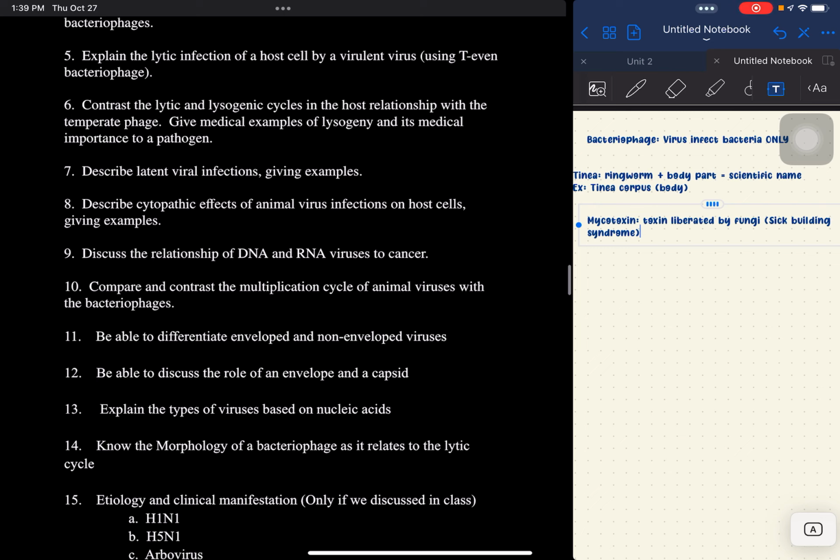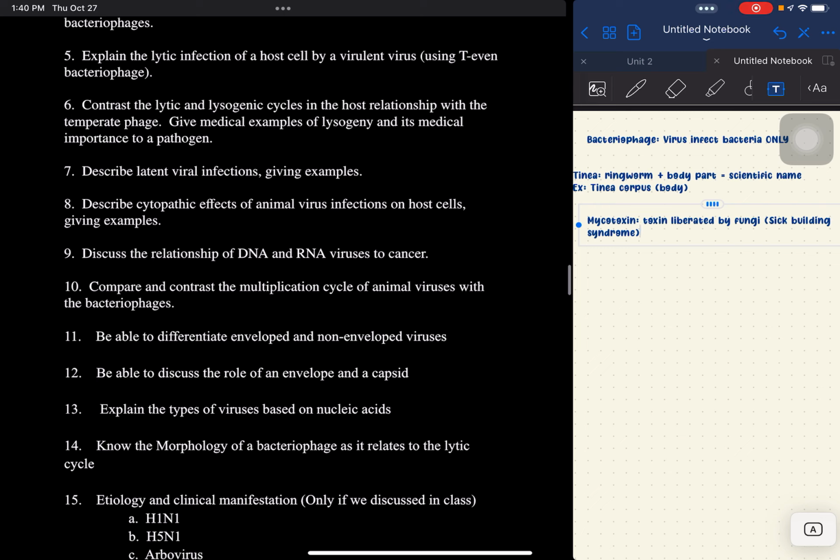Do you want us to know the name of the mold? No, but Sam asked for it. Cladosporium is the black mold. Stachybotrys is the black mold. Where do we get Cladosporium from?